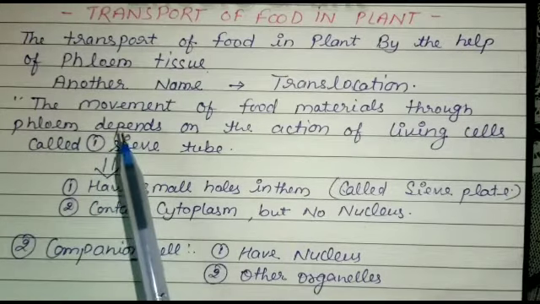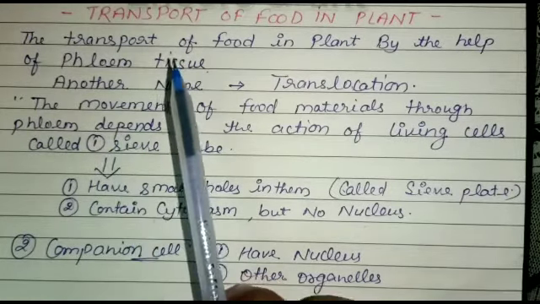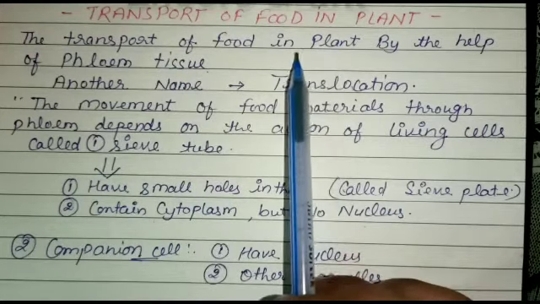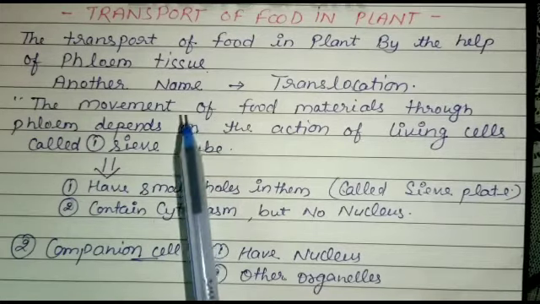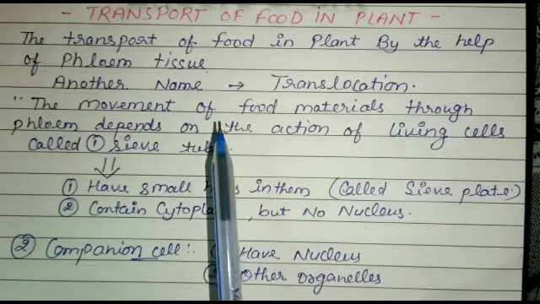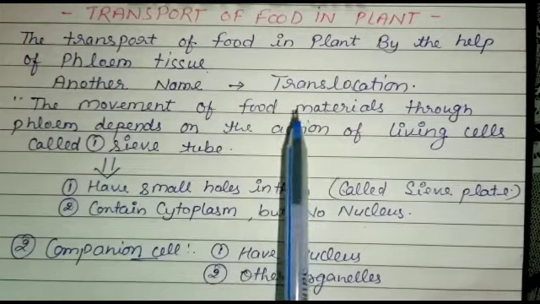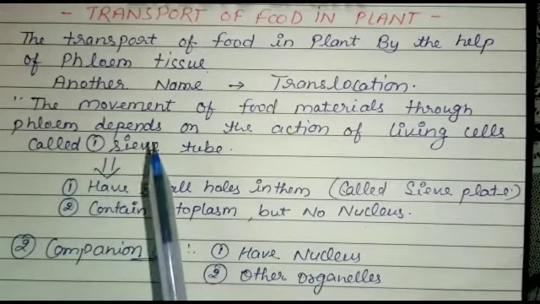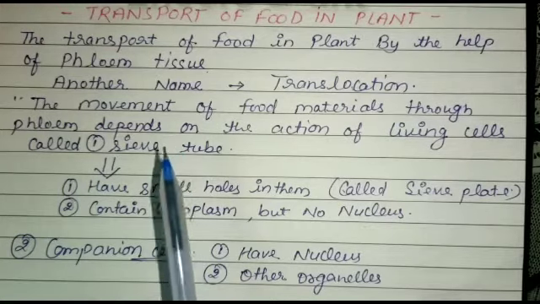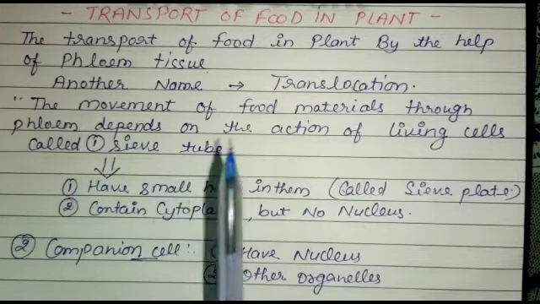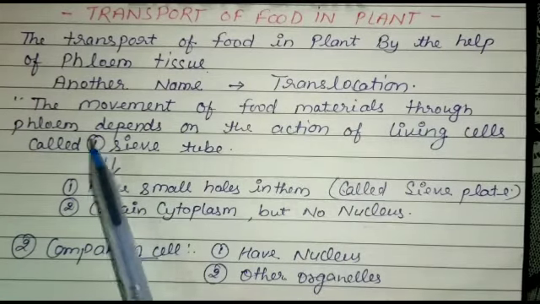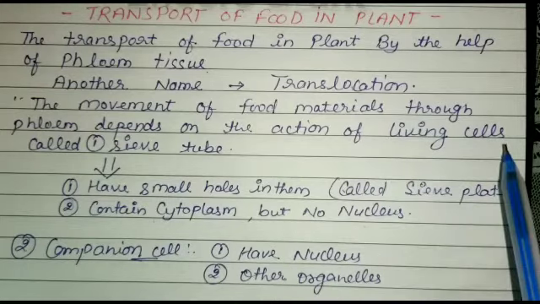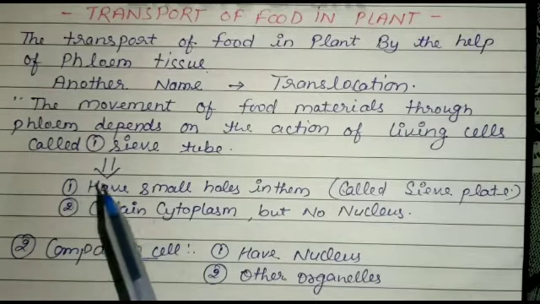Today we discuss the topic of transportation of food in plants. In this video we discuss how food is transferred from the leaves, especially the mesophyll cells, to all parts of the plant. We know that the transportation of food, called translocation, in plants takes place by phloem tissue. The movement of food material through phloem depends on the action of living cells called sieve tubes.